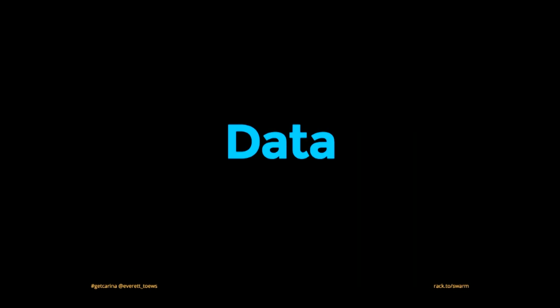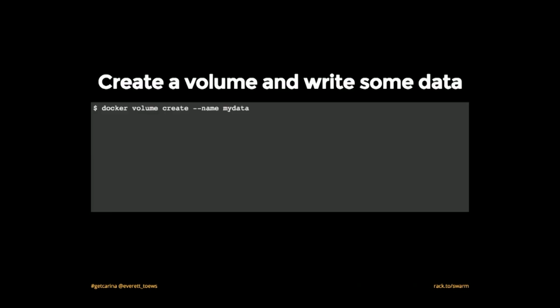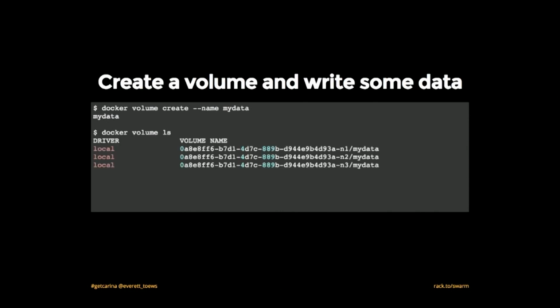Okay, so let's talk about data for a bit. We're going to create a volume and write some data. So I think this came out in like Docker 1.9 or so, the volume subcommand. So we can create a Docker volume, and we're going to give it the name MyData. It creates it happily. We do a docker volume ls, and it creates a volume called MyData on each one of our nodes. So we have this identically named volume on each one of our nodes.